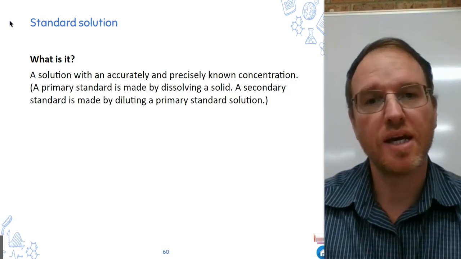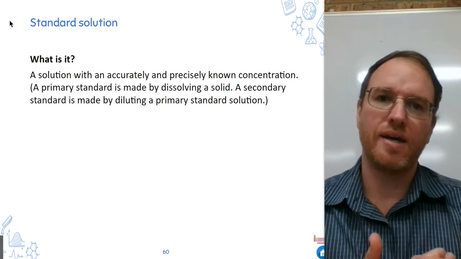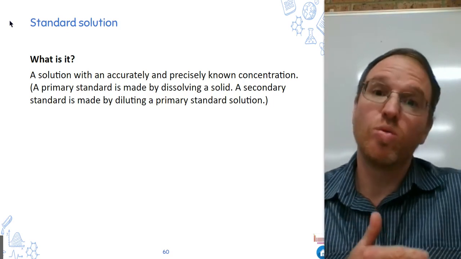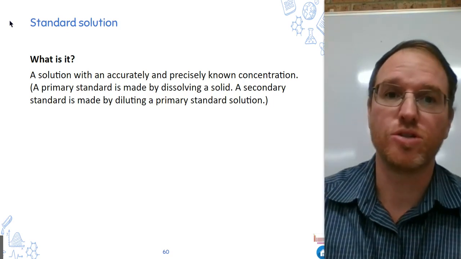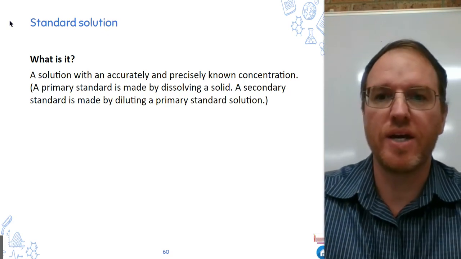A secondary standard is made by diluting a primary standard solution, or by taking another solution and using your primary solution to work out what the concentration of the other solution is. But they're all standard solutions. We know the concentration very accurately.